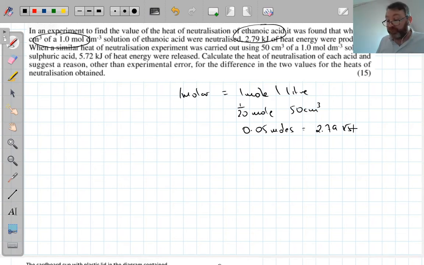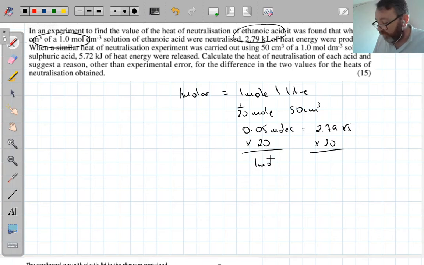So what I have to do now is bring this back to 1 mole by multiplying that side by 20, and likewise I'm going to multiply that side by 20 as well. When I multiply 0.05 by 20, I get back to my 1 mole. And when I multiply 2.79 by 20, I get 55.8 kilojoules per mole. And that is the heat of neutralization.